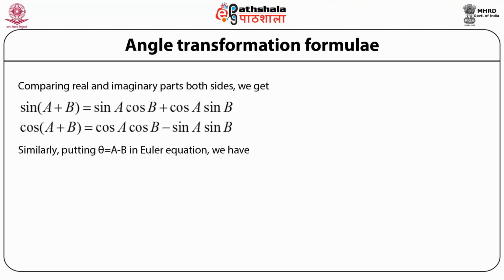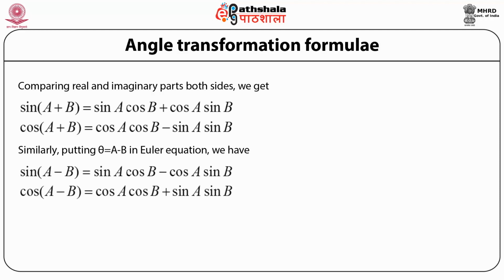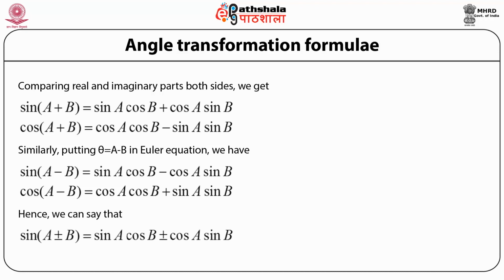Similarly, if you put in the first equation, instead of A plus B, A minus B, then we are going to get sin of (A minus B) equal to sin A cos B minus cos A sin B, and cos of (A minus B) is equal to cos A cos B plus sin A sin B. So in general we can always say that sine of A plus or minus B will always be equal to sin A cos B plus or minus cos A sin B.